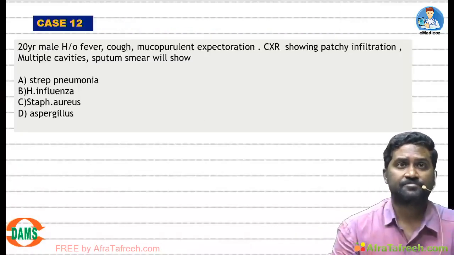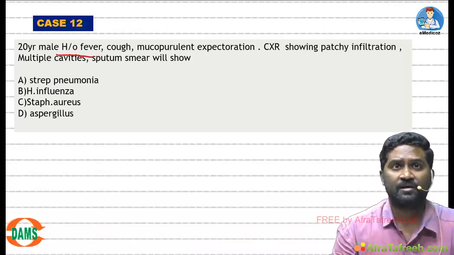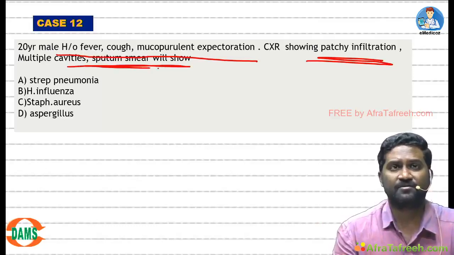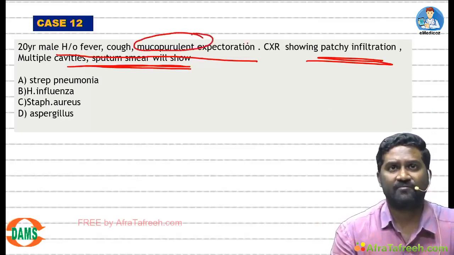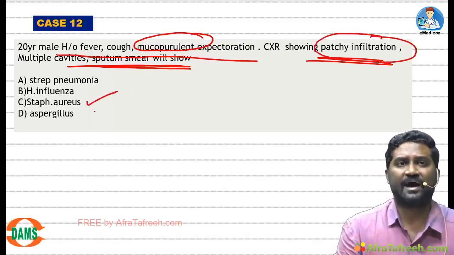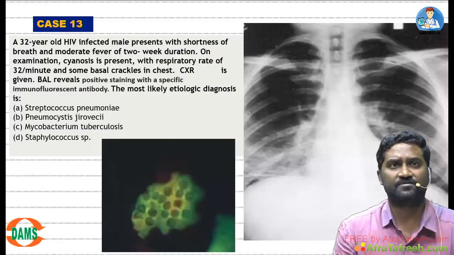Case number 12. A 20-year-old male. History of fever, cough, mucopurulent expectoration. Chest X-ray showing patchy infiltration, multiple cavities. Sputum smear will show, direct question. Mucopurulent, cavities, bilateral patchy infiltration, bronchopneumonia. Your answer should be staph. It is staph. Option C.